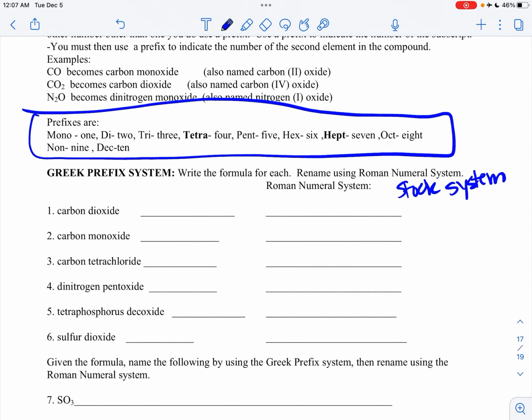So carbon dioxide would be 1 carbon, 2 oxygens. Carbon monoxide would be 1 carbon, 1 oxygen. Carbon tetrachloride would be 4 chlorines. Dinitrogen, N2, it's an N. Pentoxide, O5. Tetraphosphorus, that would be phosphorus, tetra is 4. Decoxide, O10. Sulfur, oh, by the way, you're not going to try to simplify that because that is the actual bonding structure. Sulfur dioxide, SO2.